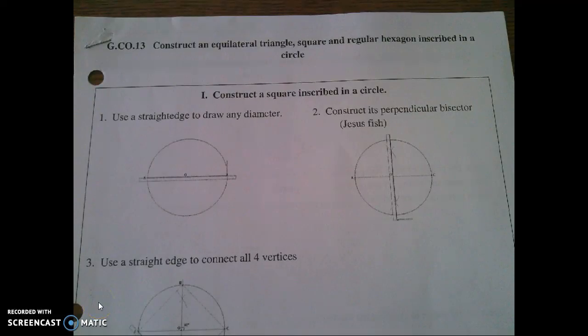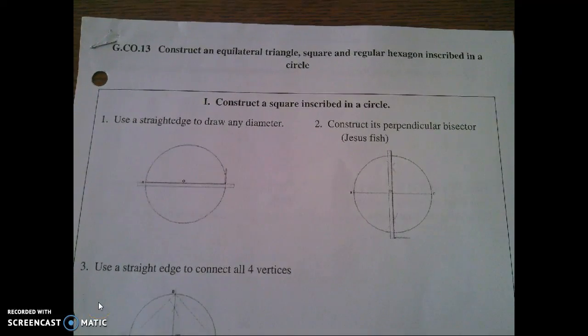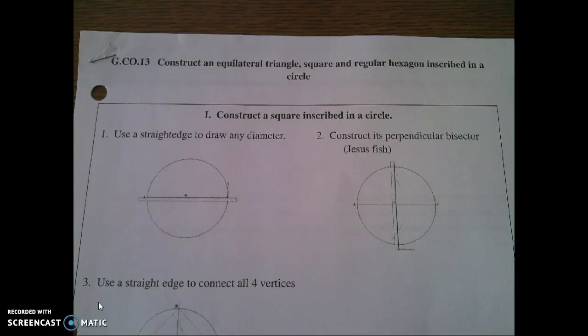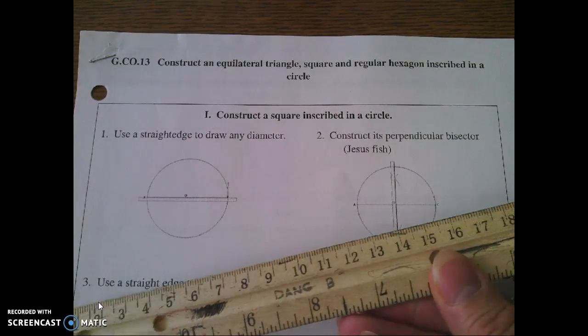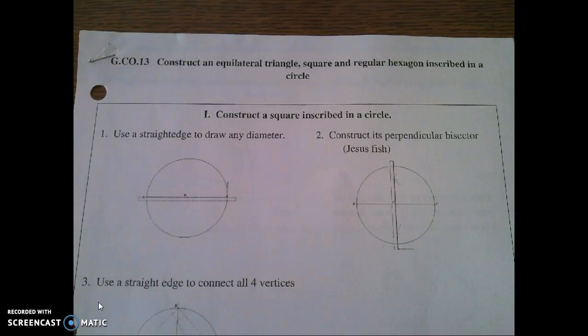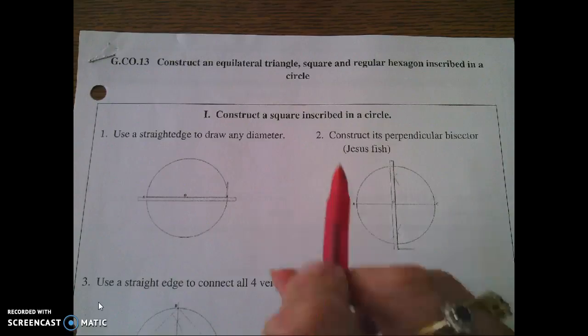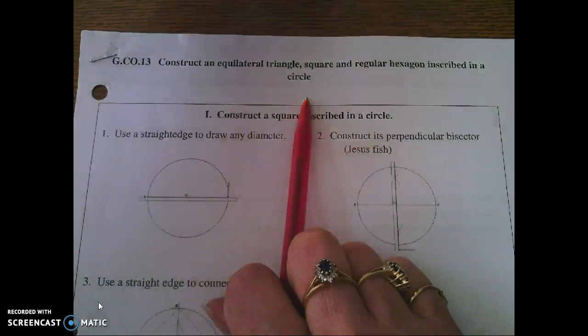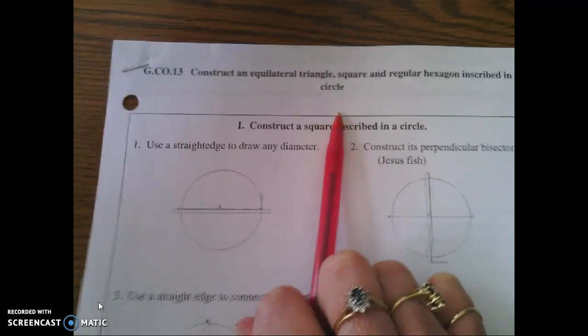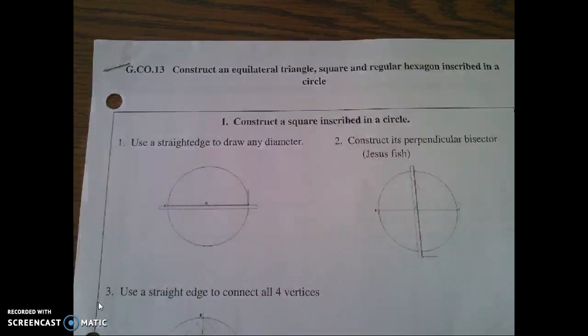Hi everyone. Today we are going to be doing some constructions. So you need your compass, you need your straight edge, and these notes. We're going to construct an equilateral triangle, a square, and a regular hexagon inscribed in a circle. These are very common Regents questions, so I'm going to go over all of them.